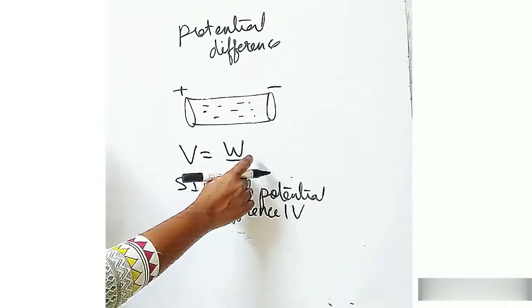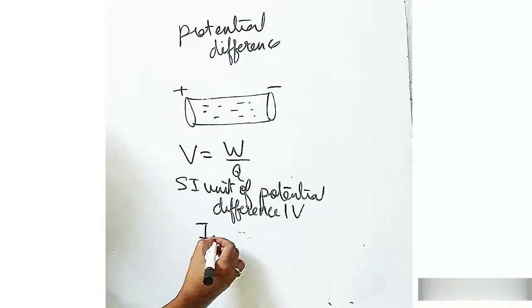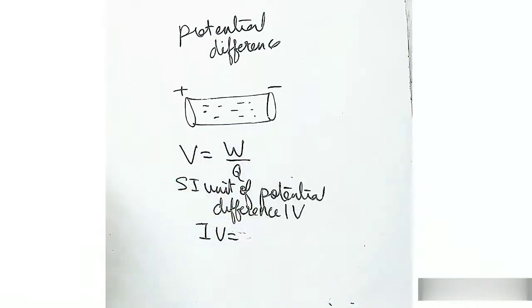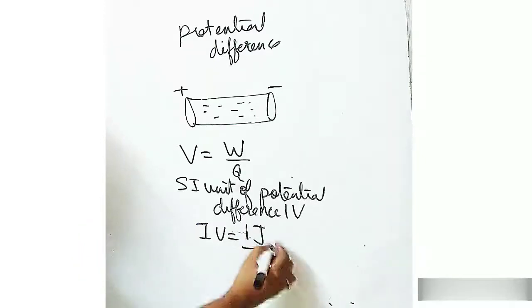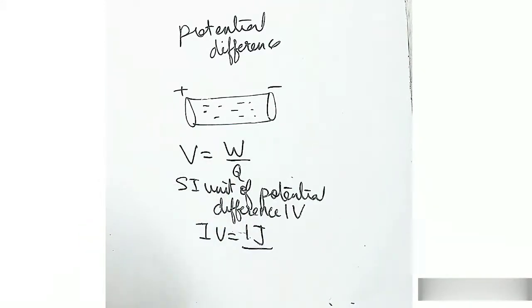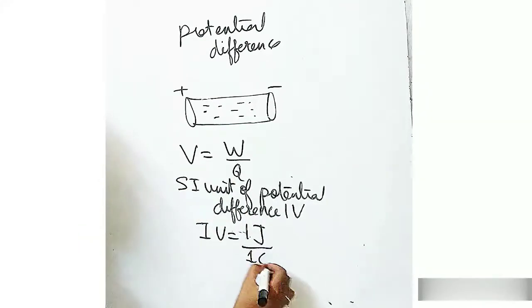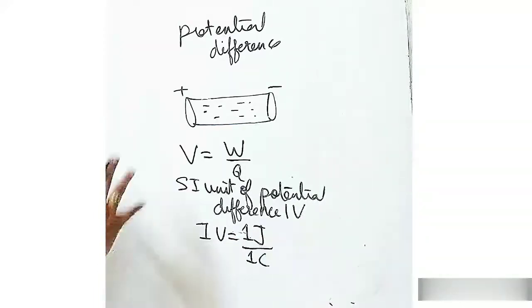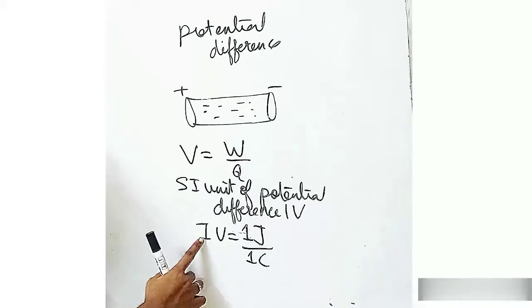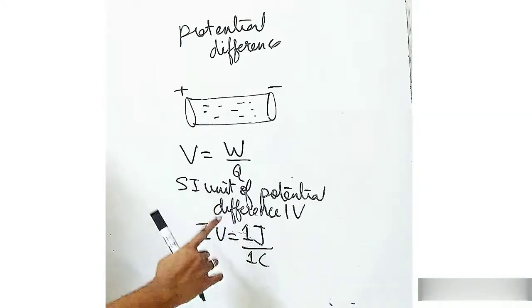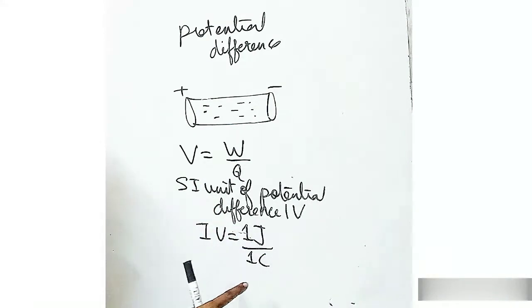We'll correlate with this. 1 volt is equal to work done, and the unit is how much, students? It is 1 joule upon, what is the charge unit? 1 coulomb. So you have to state it like this. When they ask the definition of potential difference, you have to say that it is 1 joule upon 1 coulomb.